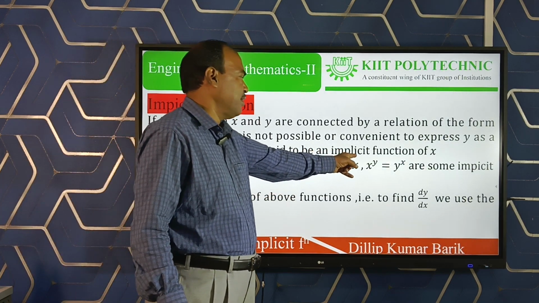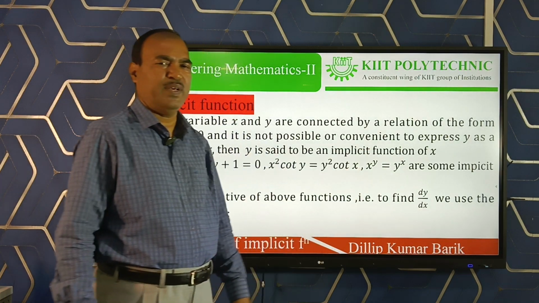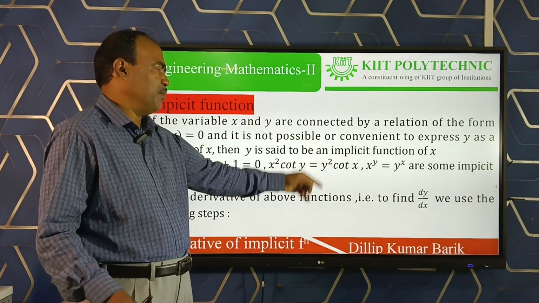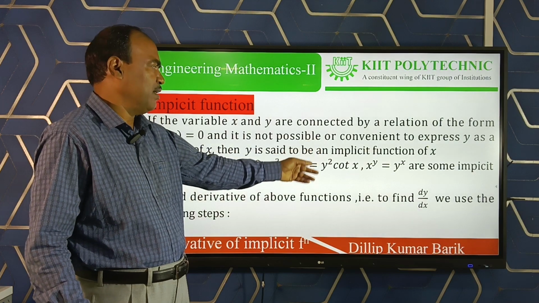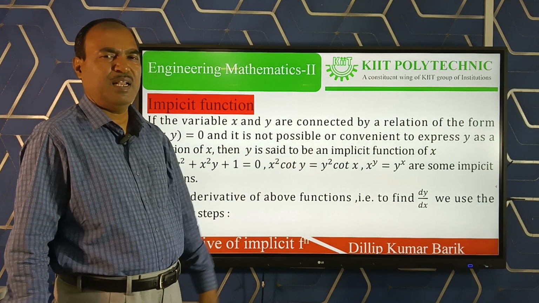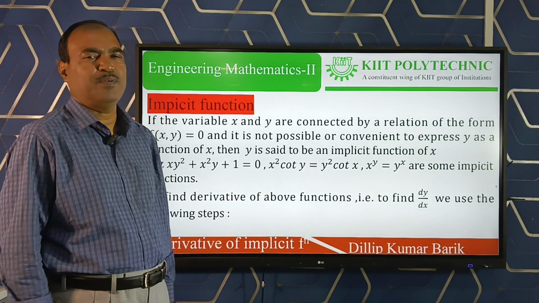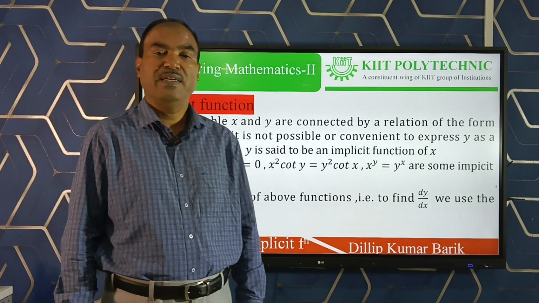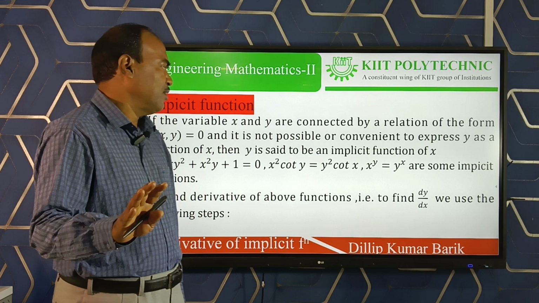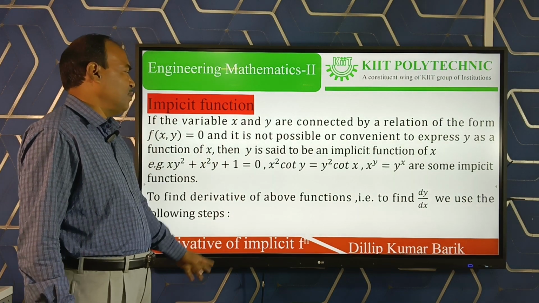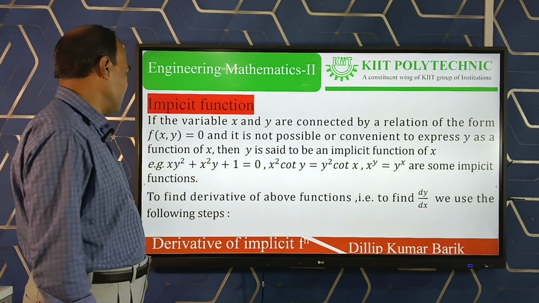Similarly, another one I write: x to the power y is equal to y to the power x. This is the exponential form, where x is the base and y is the power or exponent. Similarly, x and y cannot be separated. This is called a combination of both independent variable and dependent variable, and these are some examples of implicit functions.